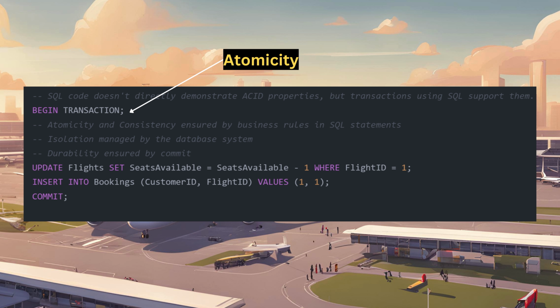For example, SQL code doesn't directly demonstrate ACID properties, but transactions using SQL support them. Begin transaction. Atomicity and consistency ensured by business rules in SQL statements. Isolation managed by the database system. Durability ensured by commit. Update flight set seats available equals seats available minus 1 where flight ID equals 1. Insert into bookings, customer ID, flight ID, values 1.